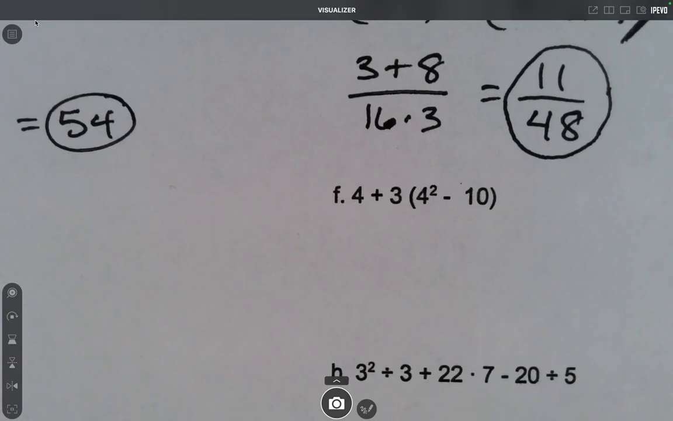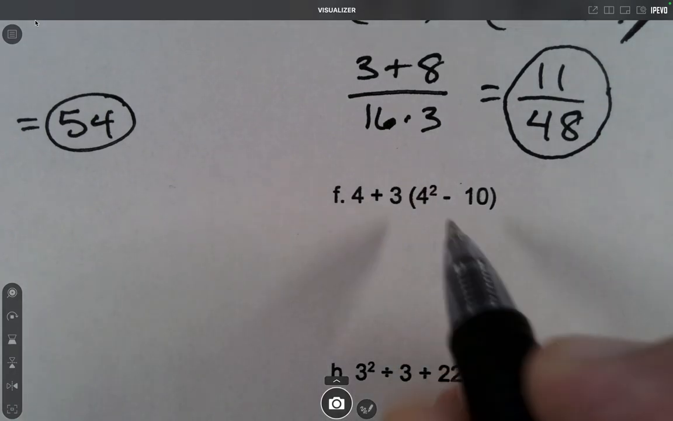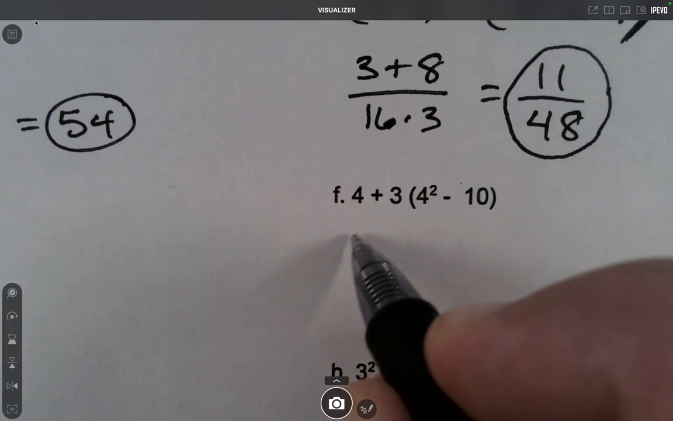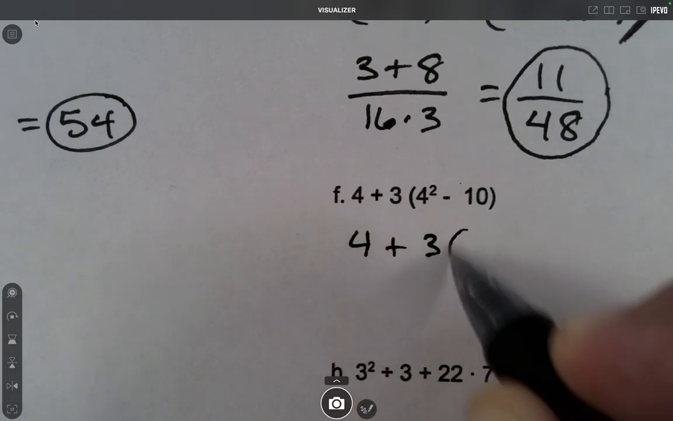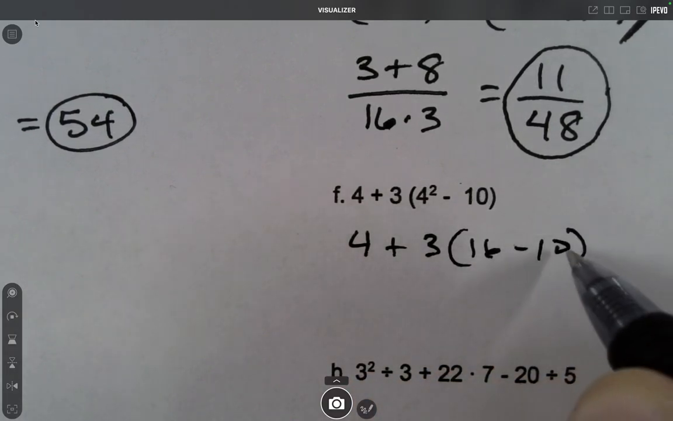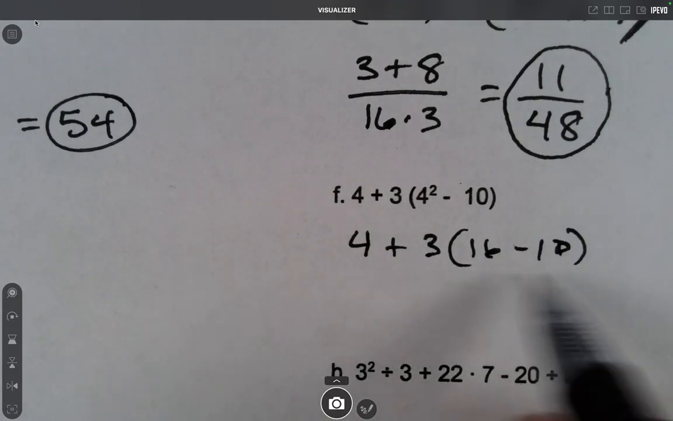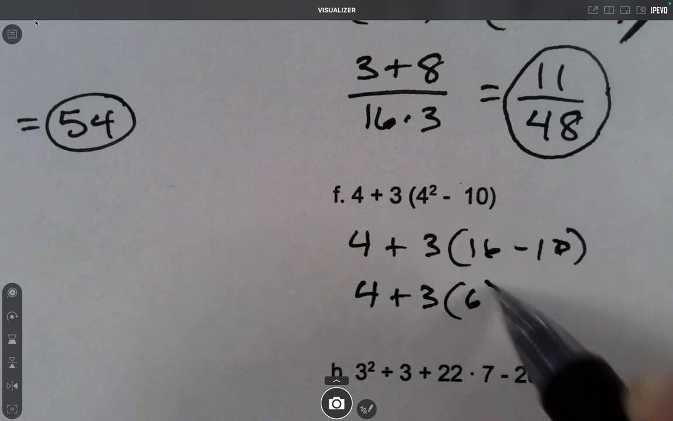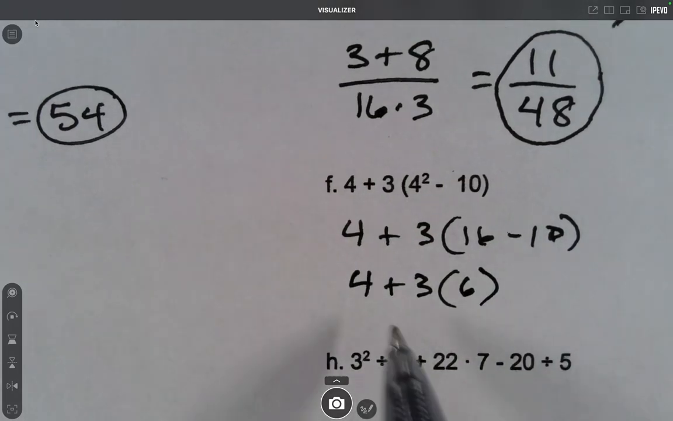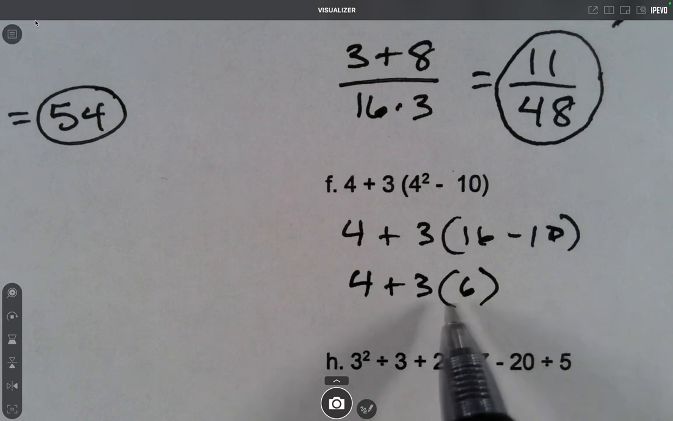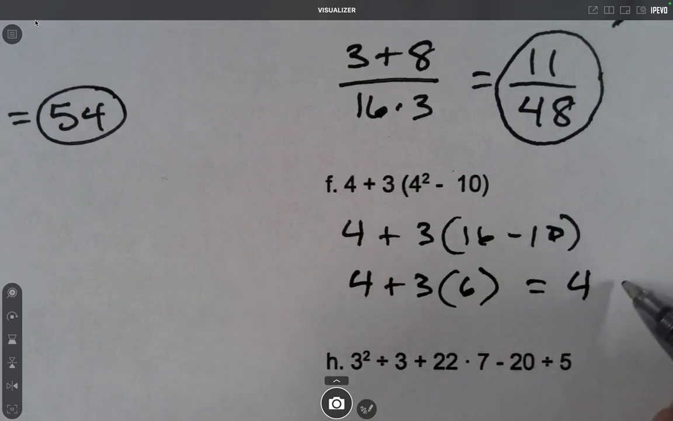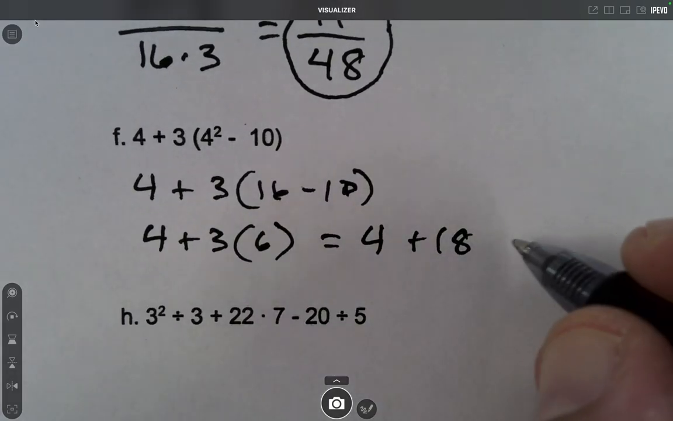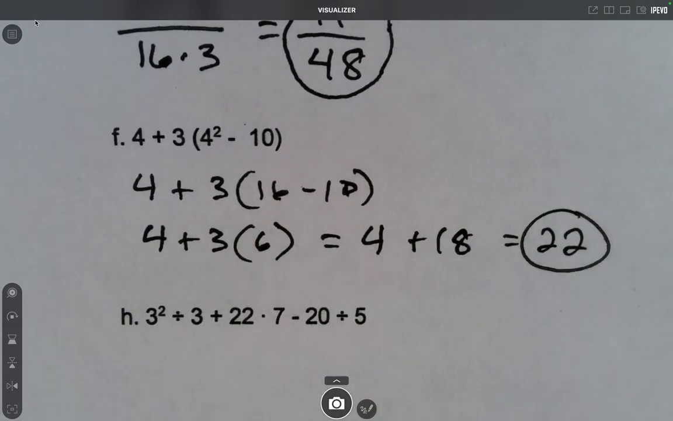Okay, on F, we need to look inside the parentheses first. So we have an exponent and subtraction. So we do the exponent first. That's 16. 4 squared, 16. Now we still have parentheses, so we gotta prioritize those. 16 minus 10 is 6. So now we're down to addition and multiplication. So we need to multiply first. 3 times 6 is 18. Then our last step is to say 4 plus 18 is 22.